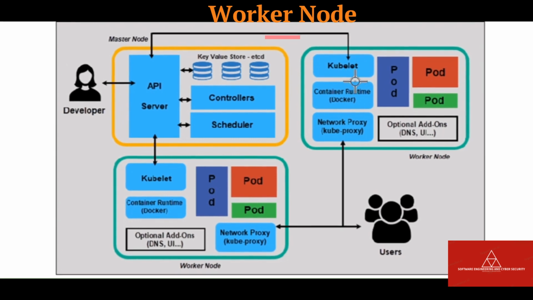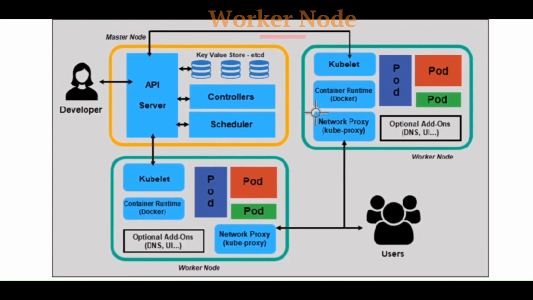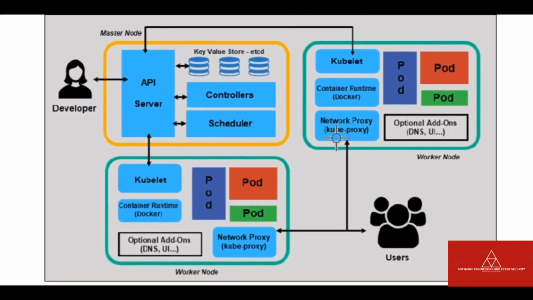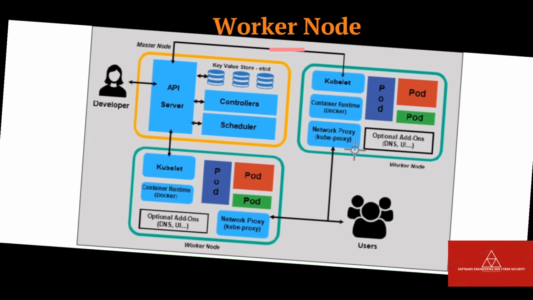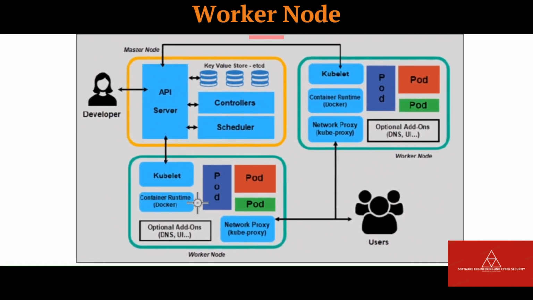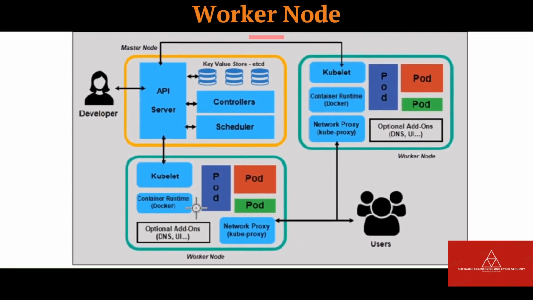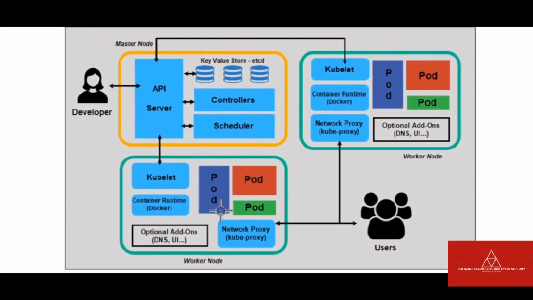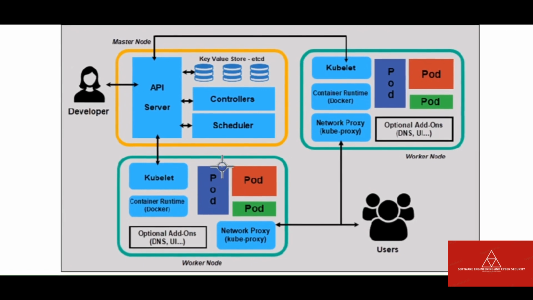Kubelet: an agent on worker nodes responsible for managing containers and ensuring they are running as specified. Kube-proxy: a network proxy on each node that maintains network rules and enables communication and load balancing between pods. Container runtime: software responsible for running and managing containers on each worker node, like Docker or containerd.